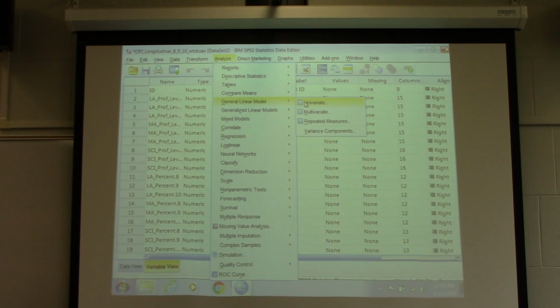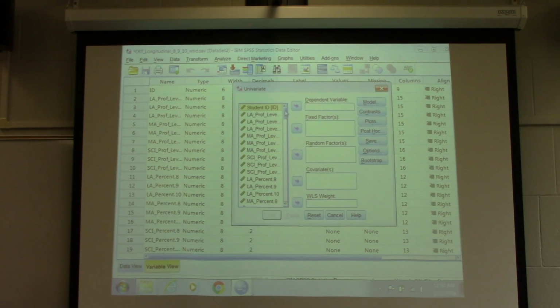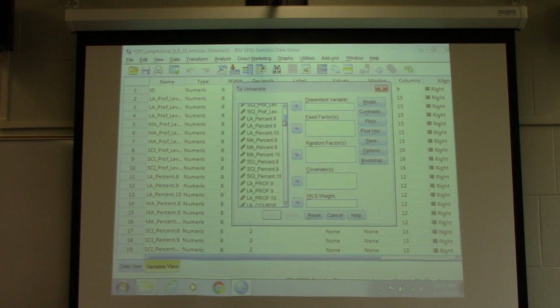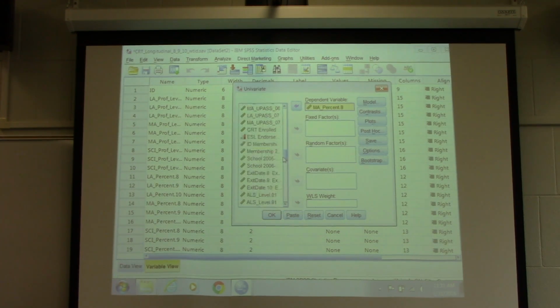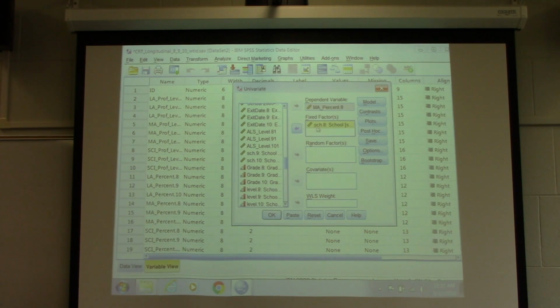So I'm going to say univariate because I have one dependent variable and it's test scores. So I'm going to scroll down to year 8 and look at math test scores in year 8. That's my dependent variable. My schools in year 8 are my two groups. Remember that I only picked 2 of those schools. I picked school 104, which was Backman Elementary, and 112, which was Bonneville.